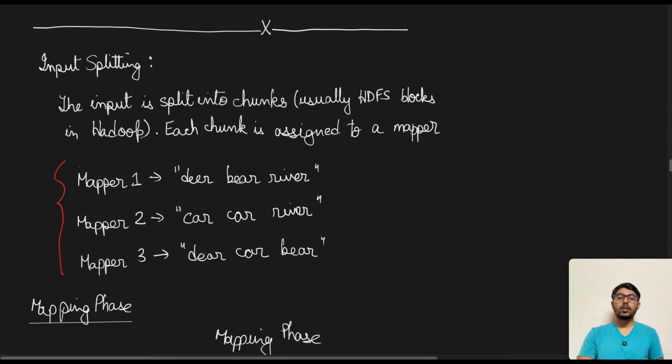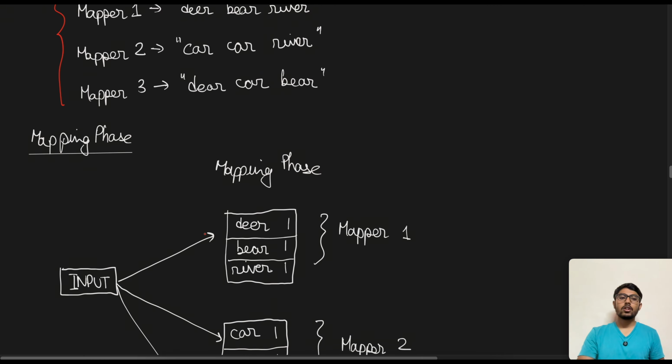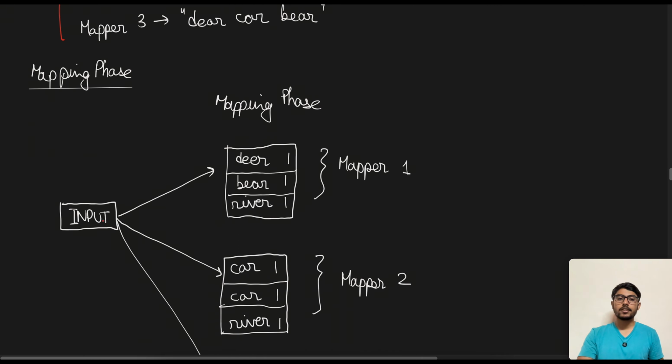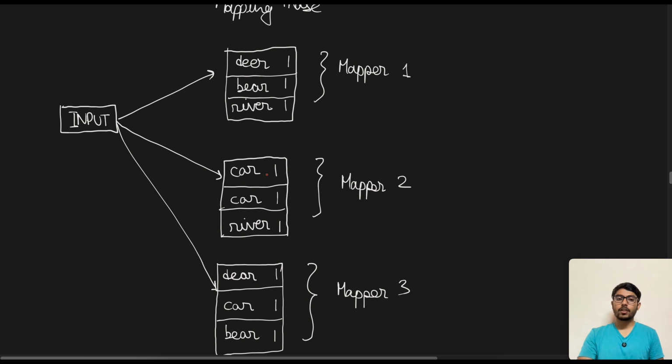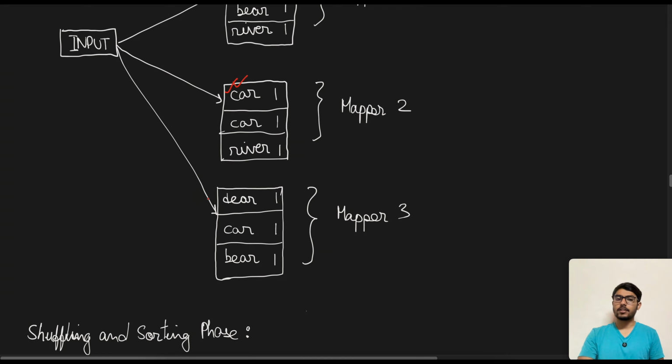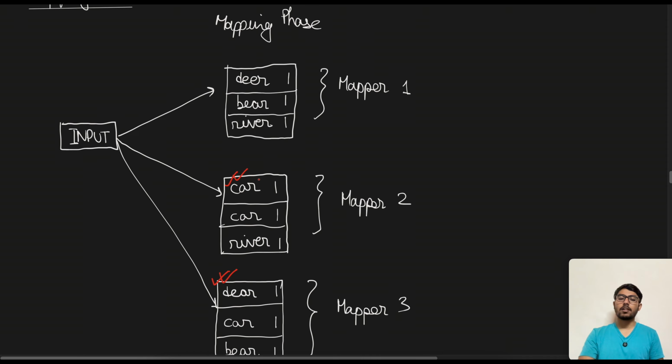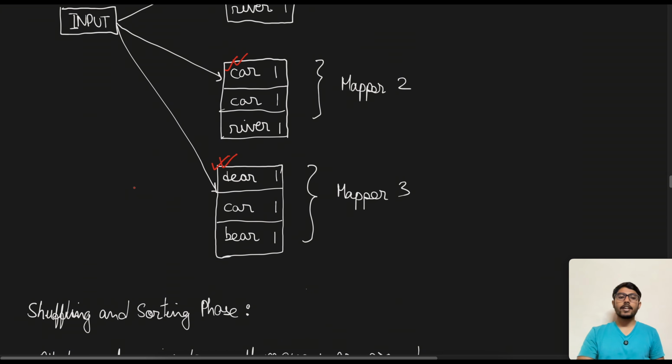Okay, so next we come to the mapping phase. So here we see that this is the input data set, and then we have the map worker here: deer 1, beer 1, and river 1. It has already split the word counts. Then there is mapper 2, then there is mapper 3, similar to what we saw. We have split the documents into three mappers, and those are working. All right. Next we move to the shuffling and sorting phase.